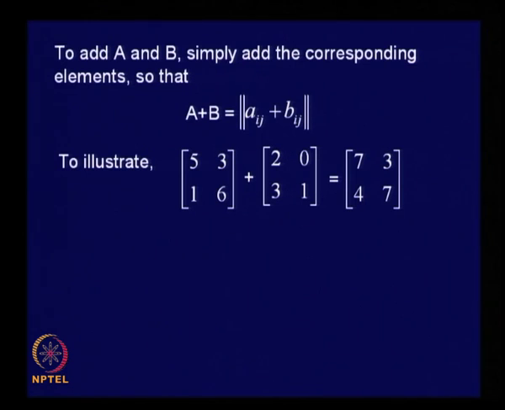To illustrate, let us consider these simple 2 by 2 matrices A and B with cell values of 5 3 1 6 and 2 0 3 1. So, we simply add the corresponding elements: 5 plus 2 is 7, 3 plus 0 is 3, 1 plus 3 is 4, and 6 plus 1 is 7, right.